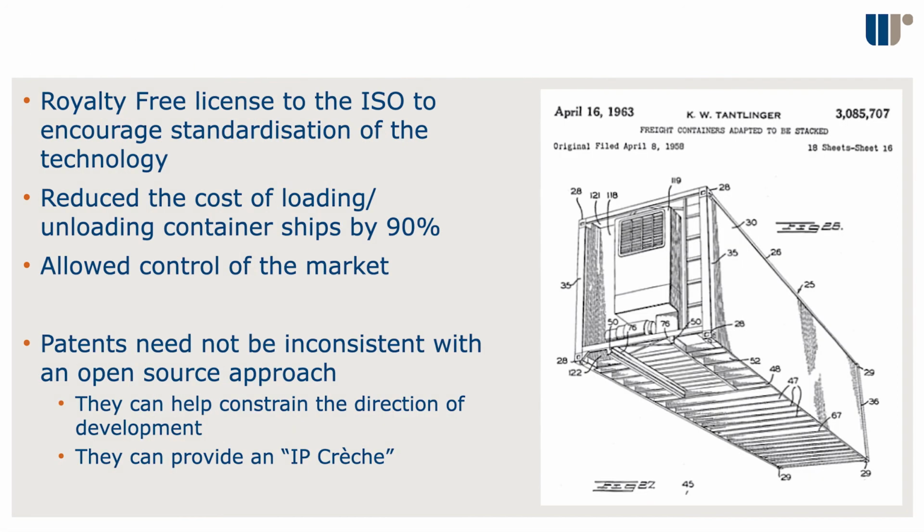Malcolm McLean patented the idea of a uniform shipping container and then issued a royalty-free license to the ISO to encourage the standardization of the technology. The new containers were strong, uniform, theft-proof, and could be loaded and unloaded in a fraction of the time of the jumble of shapes and sizes of containers that could previously be found on any ship, reducing the cost of loading and unloading container ships by 90%.